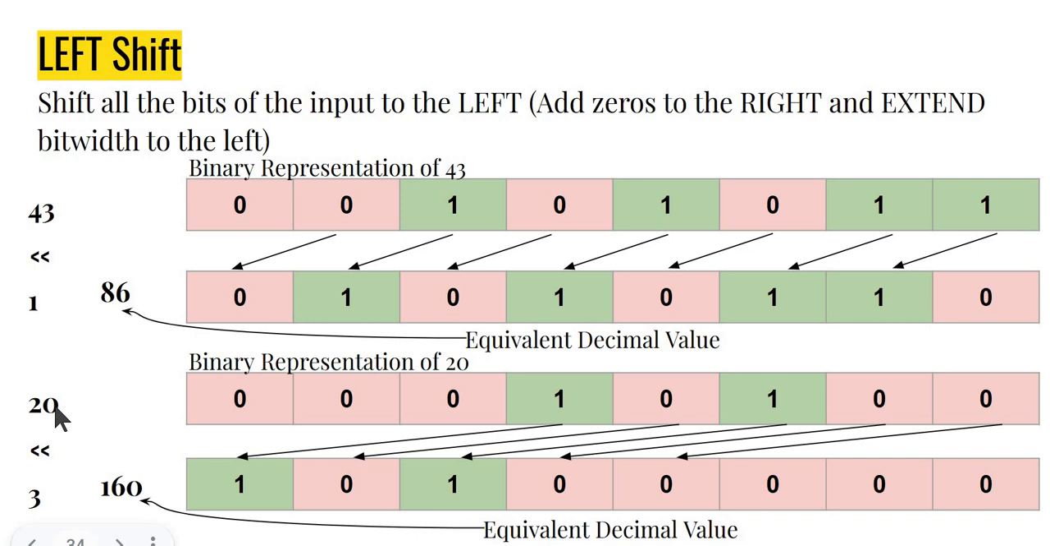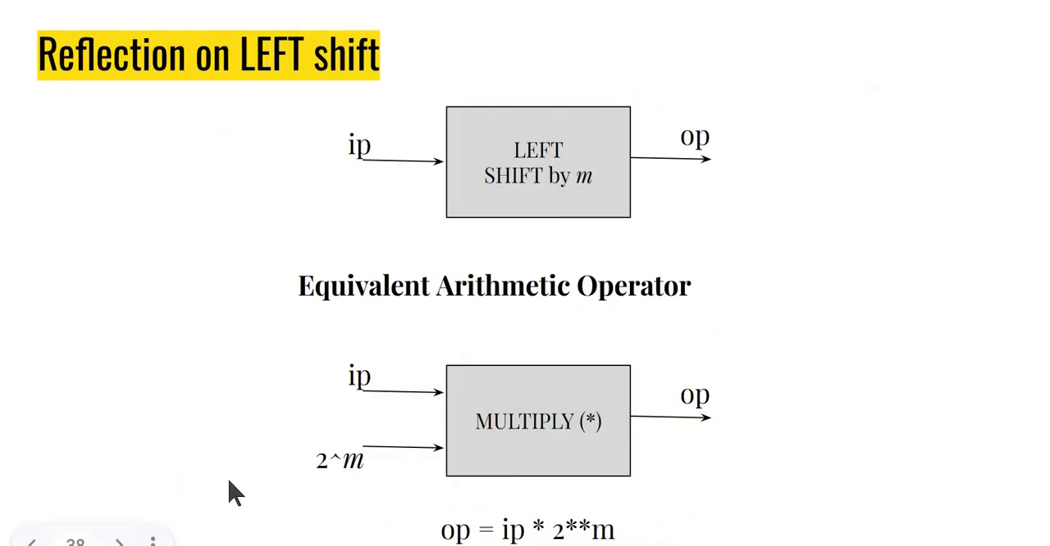If I did, for example, 20 left shift by 3, in this case I add 3 zeros at the right side, and then I shift every bit over here. Now you can clearly see that this has the effect of multiplying, because, just like we discussed earlier, the face value of every bit is increasing by 2 to the power of the shift. No surprise really, the equivalent arithmetic operator here is multiplying by 2 to the power of m.